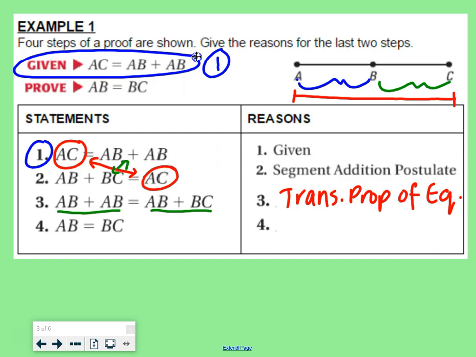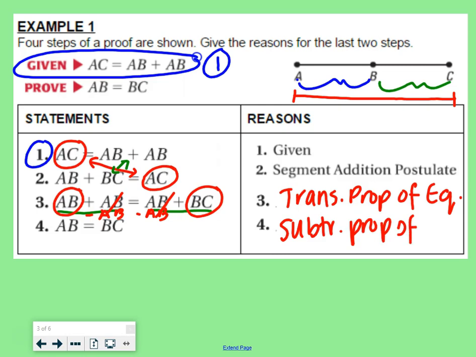And then if we subtract an AB from both sides, so minus AB, we would be left with AB is equal to BC, and that is based off of our subtraction property of equality, which is also on your 2.5 resource sheet.